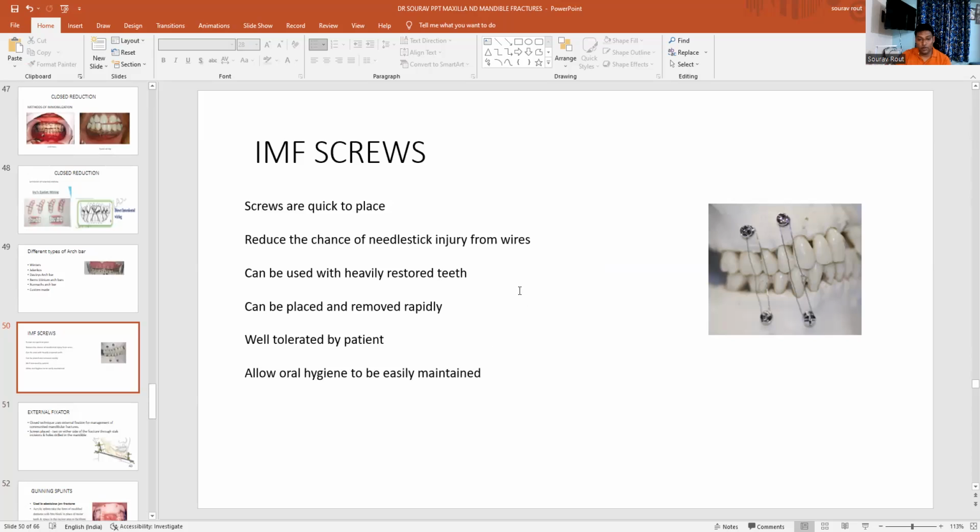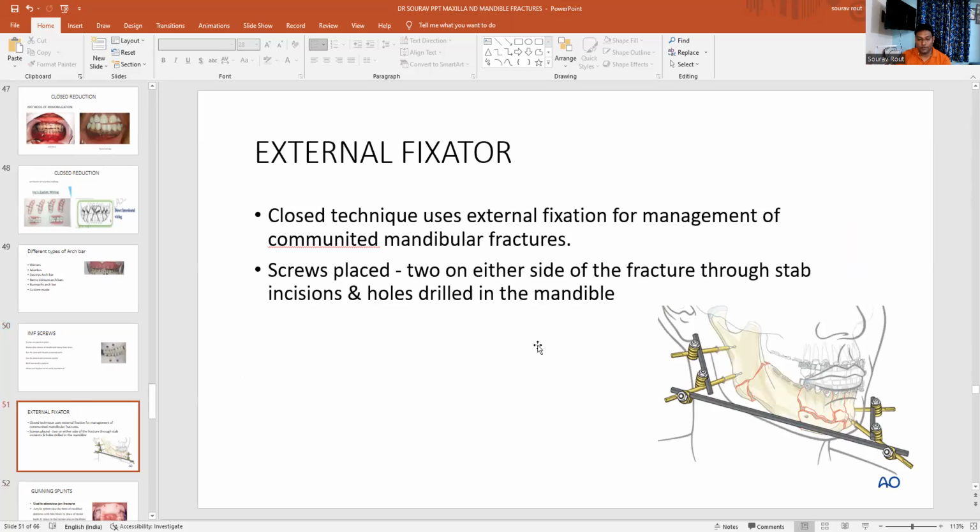IMF screw, the recent advantages of this are we don't have to put wires in each and every tooth, so the oral hygiene becomes a little easier to maintain. The screw can be placed quickly. It can reduce chances of needle stick injury from the wires. It can be used in heavily restored teeth. These are the advantages of it.